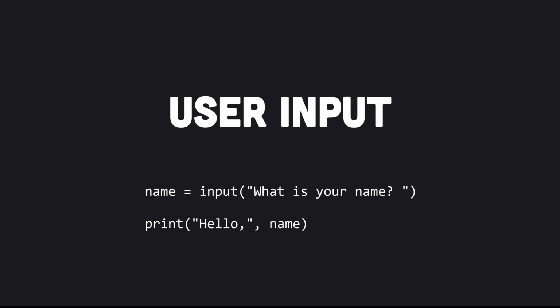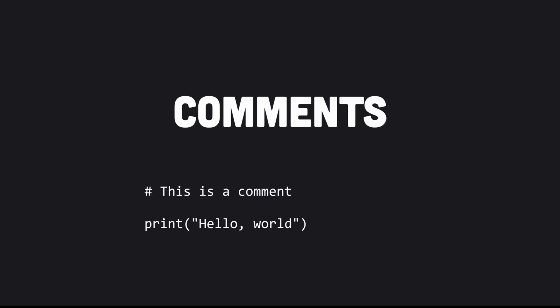Variables are used to store data. For example, we can store a name inside a variable. This allows us to reuse that value multiple times. We also learn how to write comments. Comments start with a hash symbol. They are ignored by Python but useful for humans. Comments help explain what the code is doing.